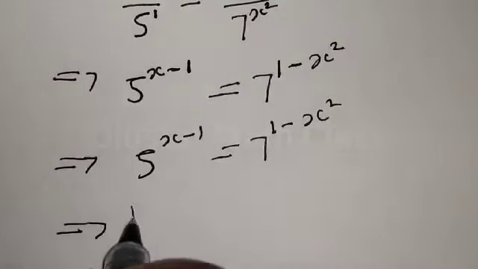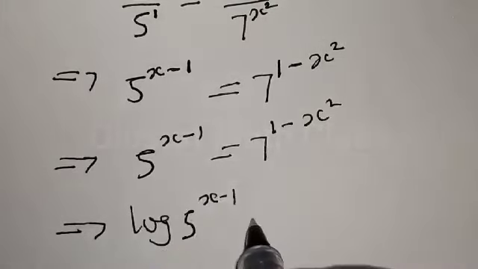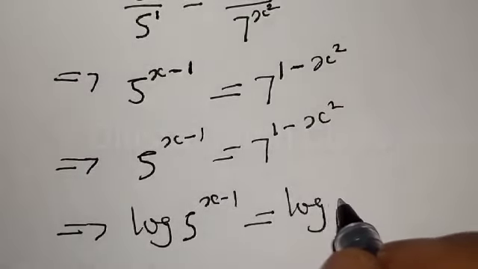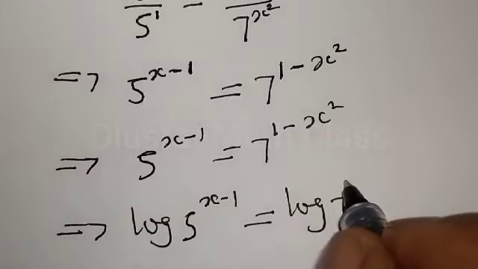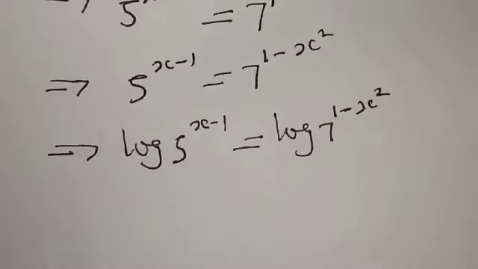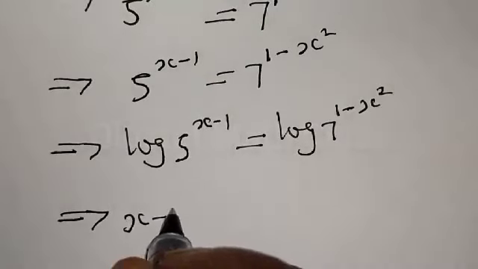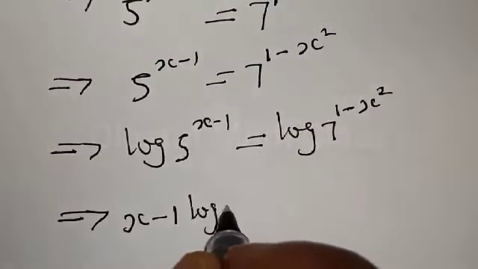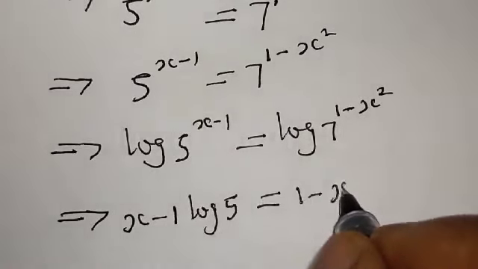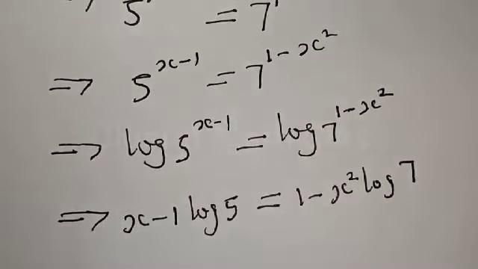This implies that we have log of 5 raised to power x minus 1 equal to log of 7 raised to power 1 minus x squared. This implies that we have x minus 1 times log 5 will be equal to 1 minus x squared times log 7.